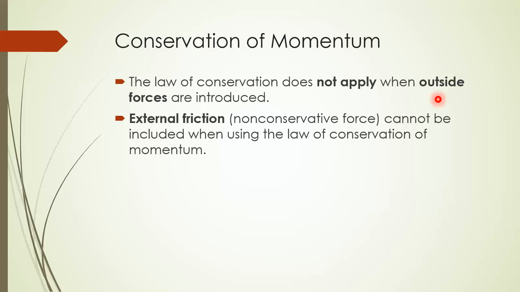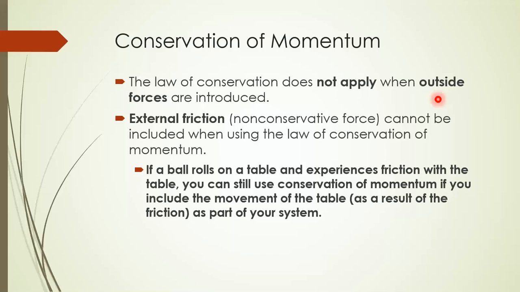However, there could be a special case if you wanted to include the table in your system. So let's say a ball rolls on a table and experiences friction with the table. You could still use conservation of momentum if you include the movement of the table, which would go backwards as a result of the friction, as part of your system. Now this is not typically going to be the case. Normally with conservation of momentum, we only consider interactions between the objects in our system, and we don't consider external forces like friction.